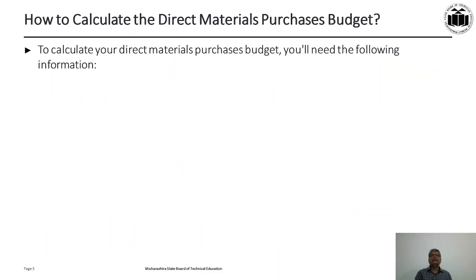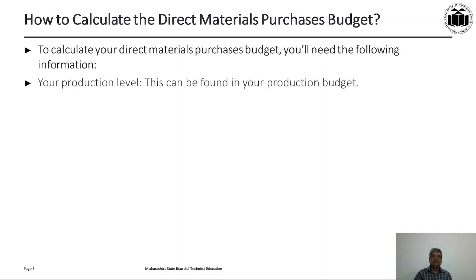and so the vendor will be happy and you will have better vendor relations. Now, how to calculate the direct material purchase budget? So you will need the following information. First is your production level. We discussed that it depends on the volume of the production. Now this you can find from the production budget.